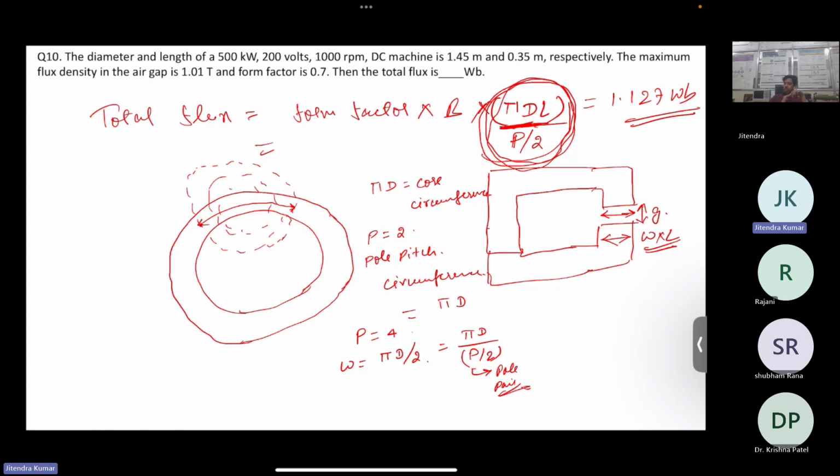So you have to do a bit of analysis over the problem. I think we have to consider Eb is equal to P phi Z n upon 60. From the armature drop, we can find out the Eb. There can be something, but I cannot reveal completely here. So that kind of thinking you have to do over this problem.